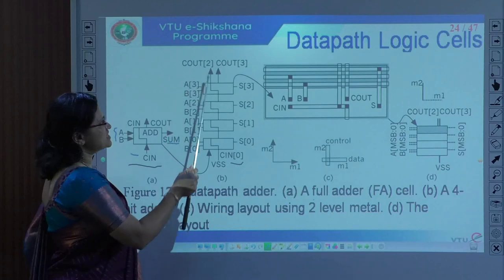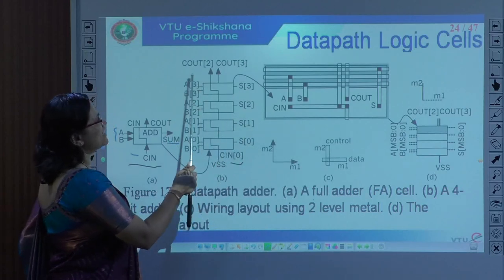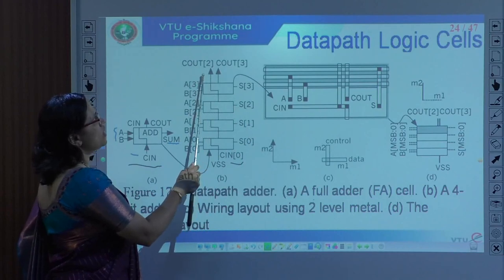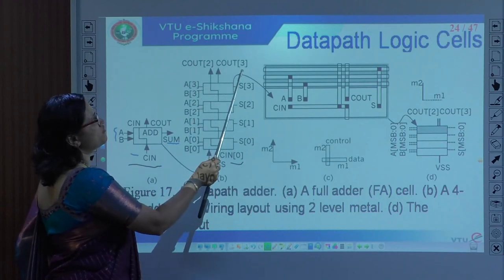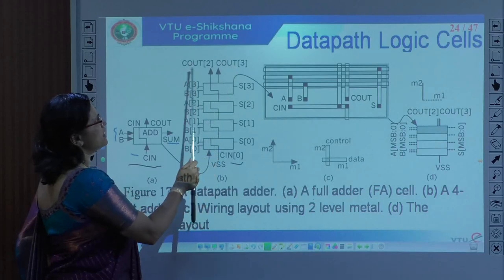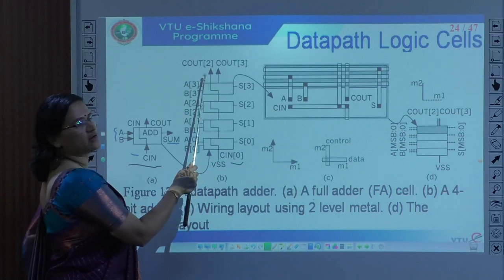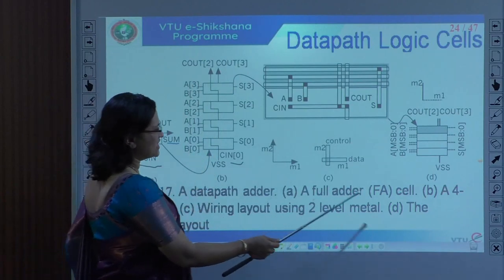This is a 4 bit adder having 4 bit sums, and there are two outputs, C out of 2 and C out of 3. The C out of 3 is the MSB, and C out of 2 is nothing but MSB minus 1. Look at this figure C.